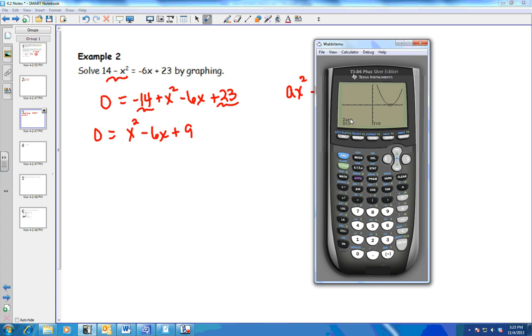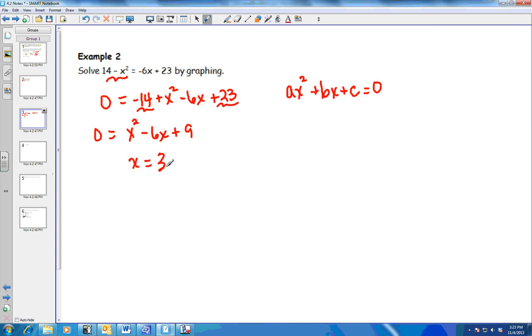And then it tells you you have a zero when x equals 3. Okay, and in this case, I only have one answer. It crosses one time or touches one time at x equals 3. So x equals 3 is my answer.